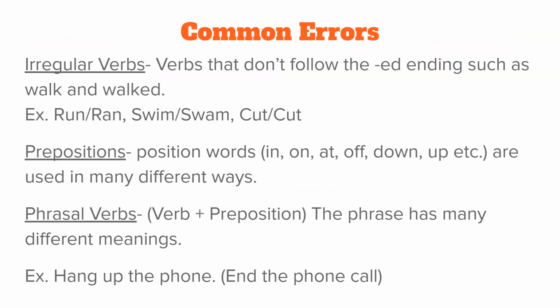So some common errors that learners make, the first one being irregular verbs. They really struggle with generalizing how they use verbs, and they want to put ed at the end of every verb, okay? Such as walk and walked. So instead of saying ran, they would say runned. Instead of saying swam, they would say swimmed. Or instead of saying cut, they would say cutted.